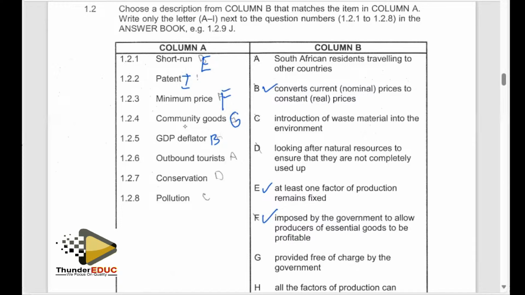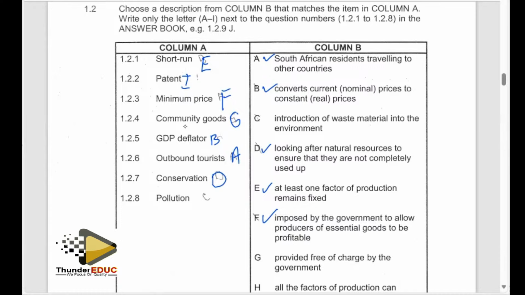So now let's check 1.2.5 where we have outward tourists, where South African residents are traveling to other countries. So in this regard, our appropriate answer is A. So now let's check our conservation. So now conservation is in line with looking after natural resources to ensure that they are not completely used up. So now our appropriate answer in this regard is going to be D. So now let's check pollution.